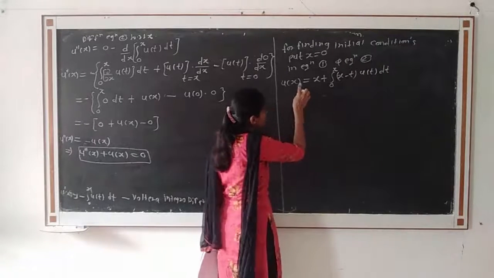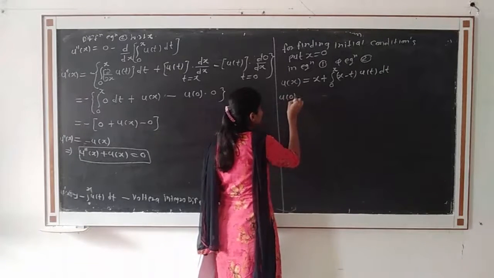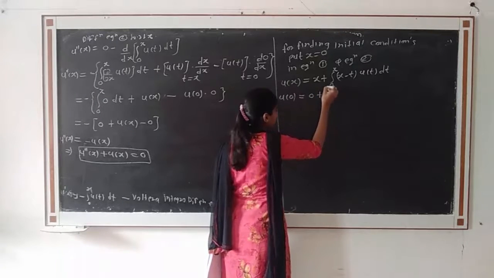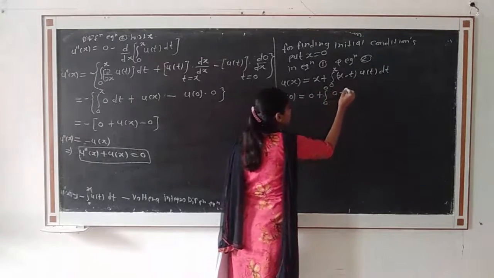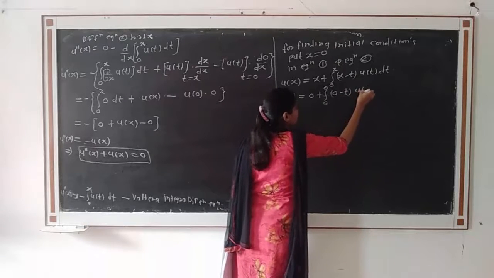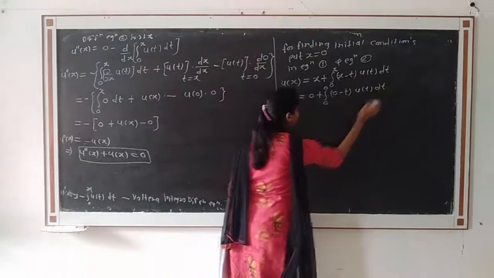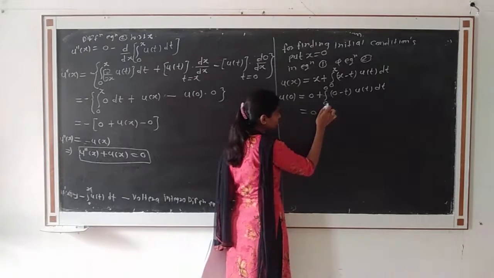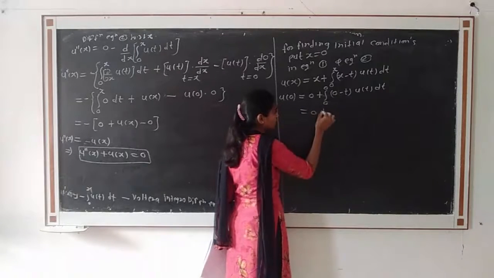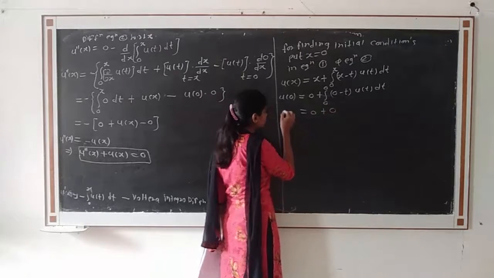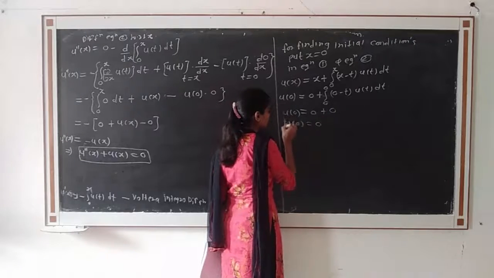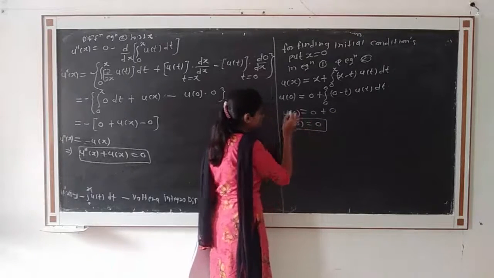We put here x is equal to 0, we get u of 0 is equal to 0 plus integration from 0 to 0 of (0 minus t) into u of t dt, that is equal to 0. Here the integration from 0 to 0 becomes 0. Then we get u of 0 is equal to 0, which is the first initial condition.